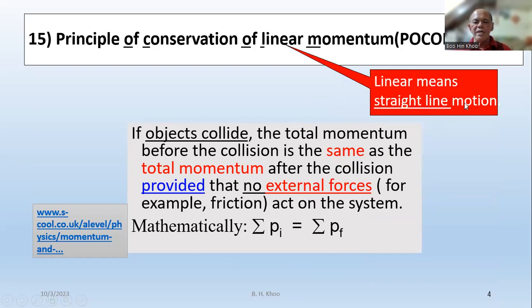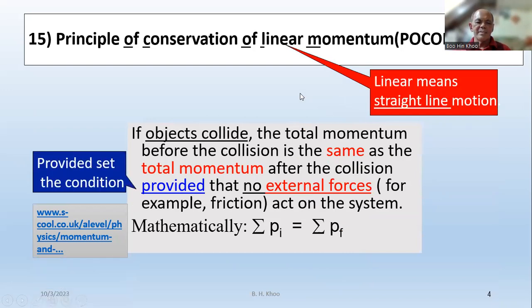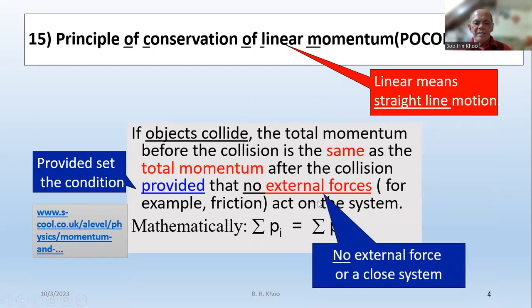Linear means it's a straight line motion. Provided means you set a condition. You must obey the condition before the total momentum is constant. No external force means a closed system.